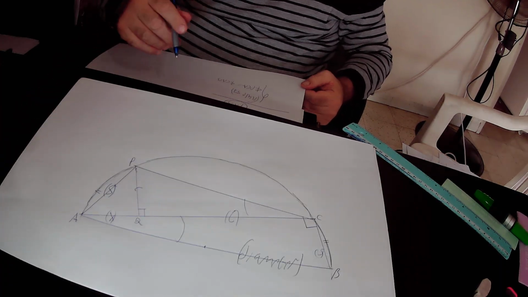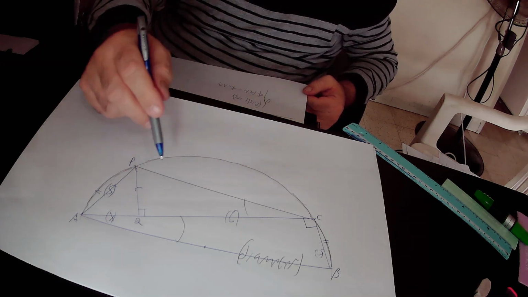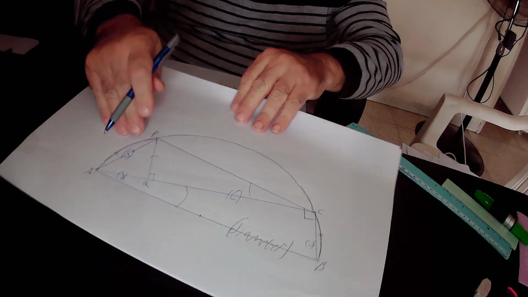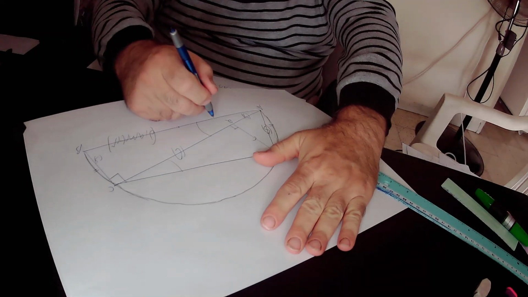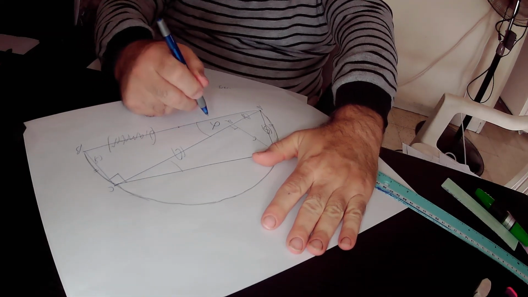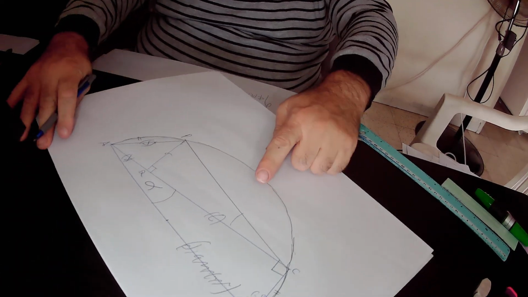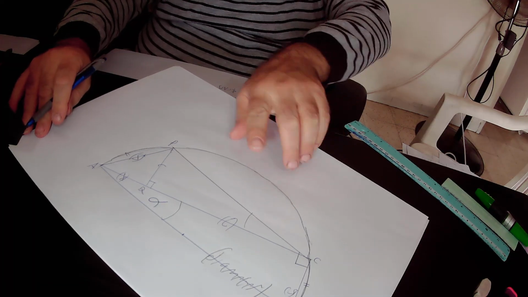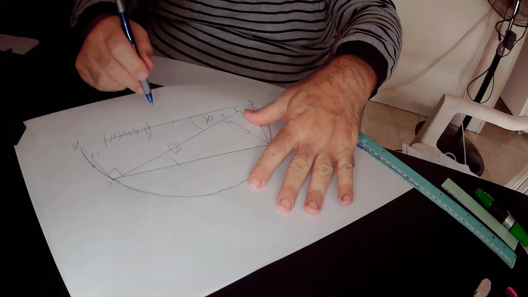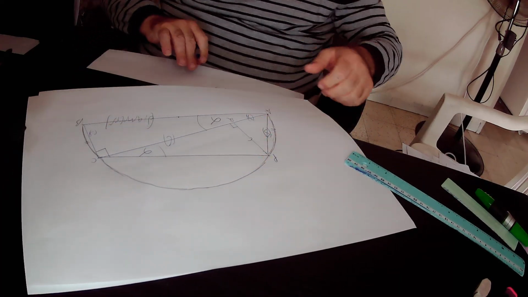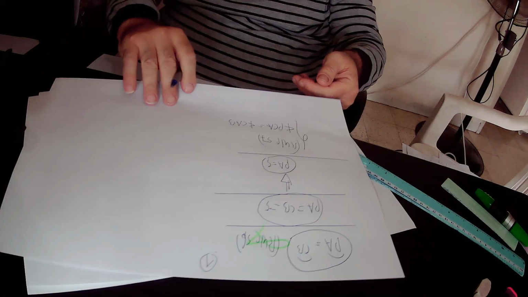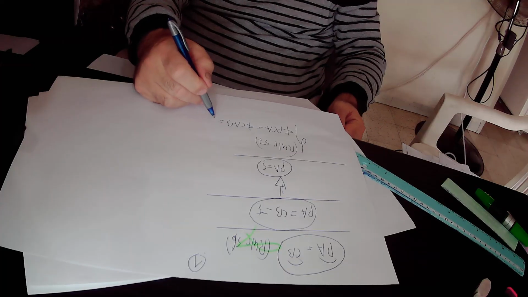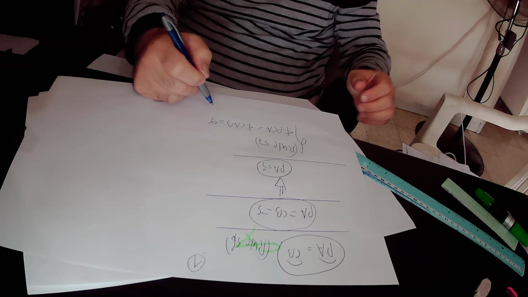So if we define the size of this triangle CAB as alpha, then the size of this triangle PCA must be also equal to alpha because they are equal to each other according to Rule 57. So if triangle CAB equals to alpha, then triangle PCA must be also equal to alpha.